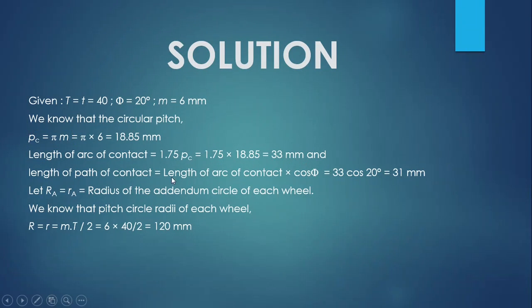The length of path of contact is equal to the length of arc of contact into cos phi. This equation was already derived in the previous class. Then the length of path of contact is equal to 33 cos 20, that's equal to 31 mm. Let capital Ra be equal to small letter ra, because these are equal spur gears, so the addendum radii will be equal. Then small letter r is equal to capital R, since the pitch circle radii of each wheel must be equal in the case of equal spur gears.